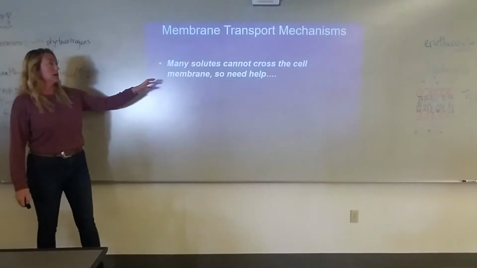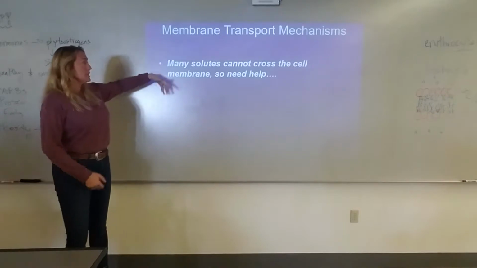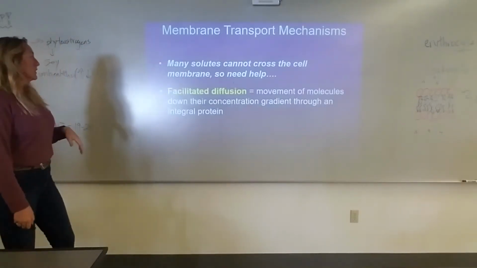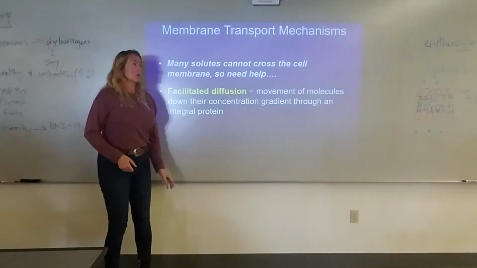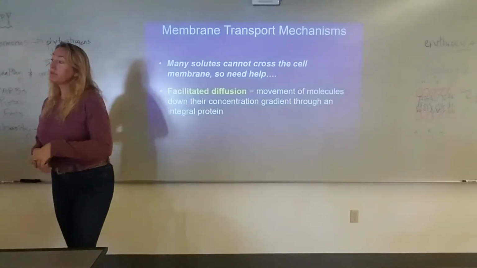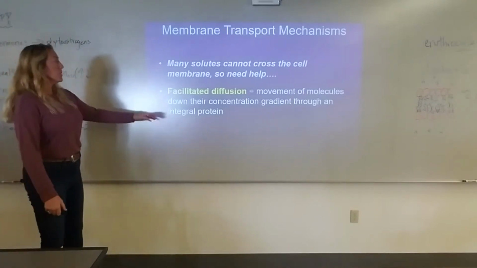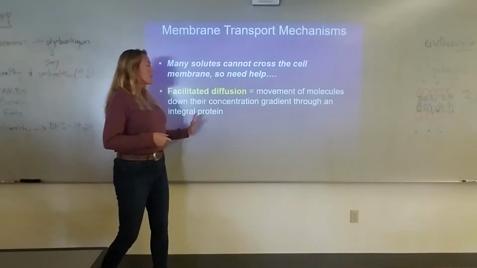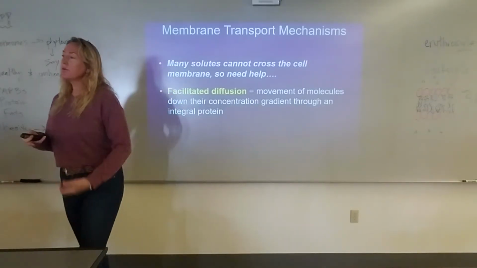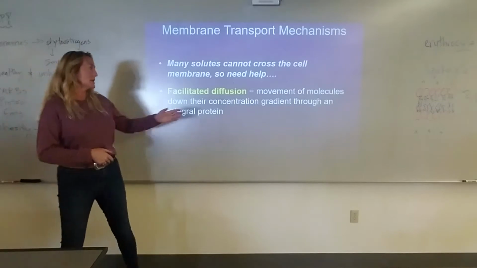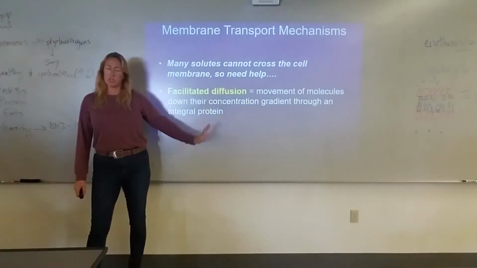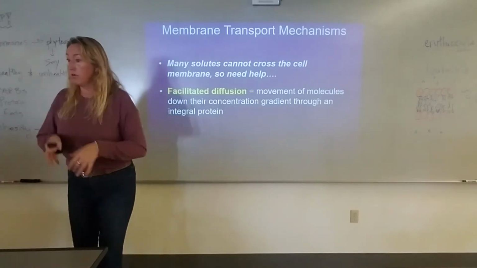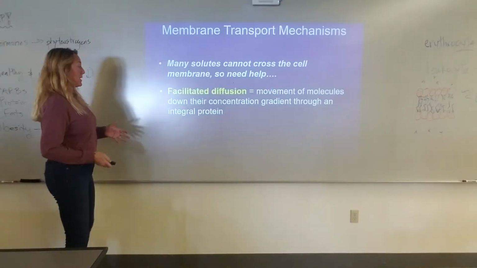We have some other membrane transport mechanisms because a lot of things can't cross the cell, so they need some additional help. We've got transporters or carriers that will help get these other things across the cell. Facilitated diffusion is how we can get molecules down their gradient through an integral protein. It's diffusion in that it's still going from high concentration to low, but it's facilitated in that it has to go through a carrier or a transporter, a protein in the membrane.